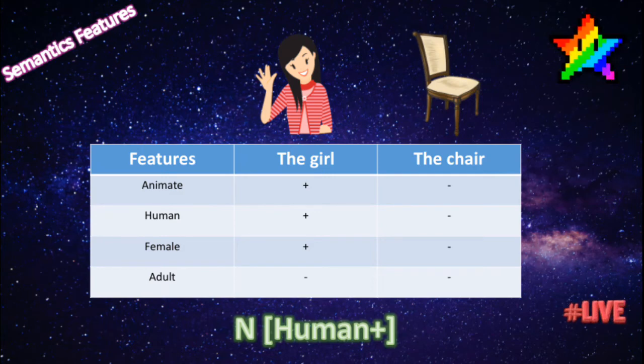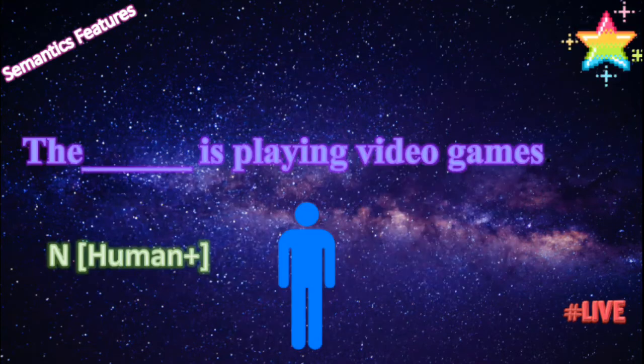In general, we could say that girl is described by the features human plus, female plus, adult minus. It can be said that they are very important for a noun to be the subject of a particular verb, joining together the syntactic analysis with the semantic features, so the girl has the feature human plus. Having done this analysis, for the following sentence, we have is playing video games, which means that it requires a noun that is human plus.